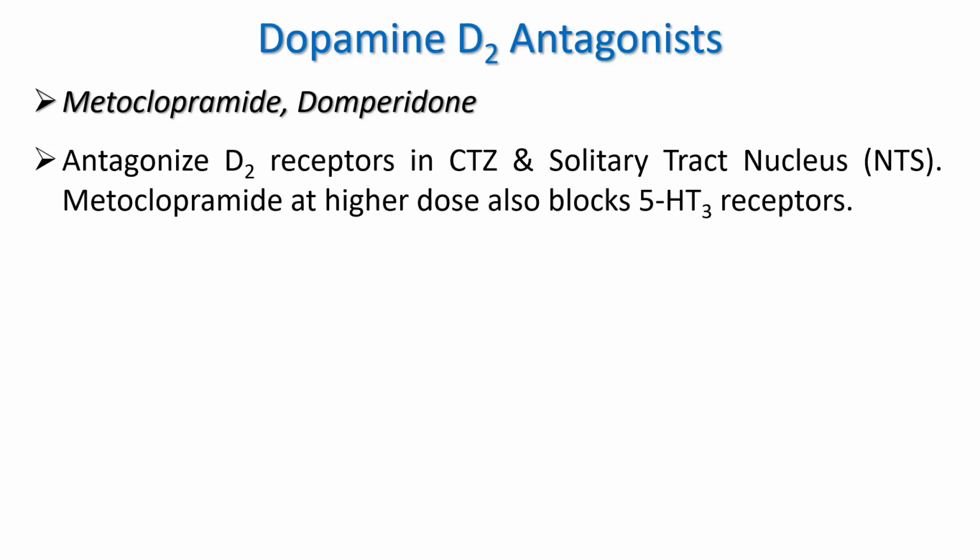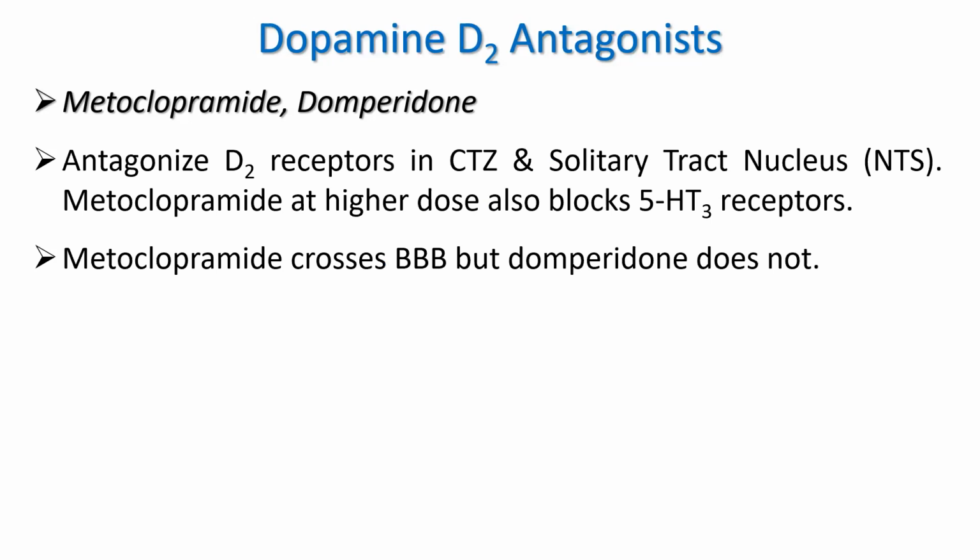And metoclopramide at higher doses also blocks serotonin receptors. So it has an additive advantage. So metoclopramide can be used even in chemotherapy-induced nausea and vomiting, because it blocks D2 as well as serotonin at a higher dose. So it's a very strong antiemetic.